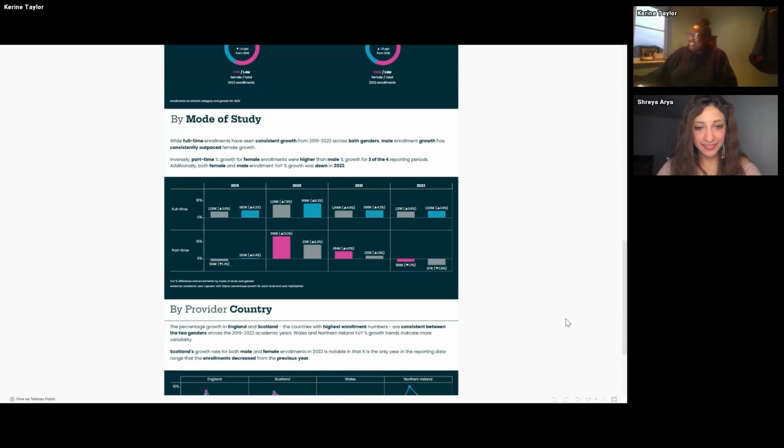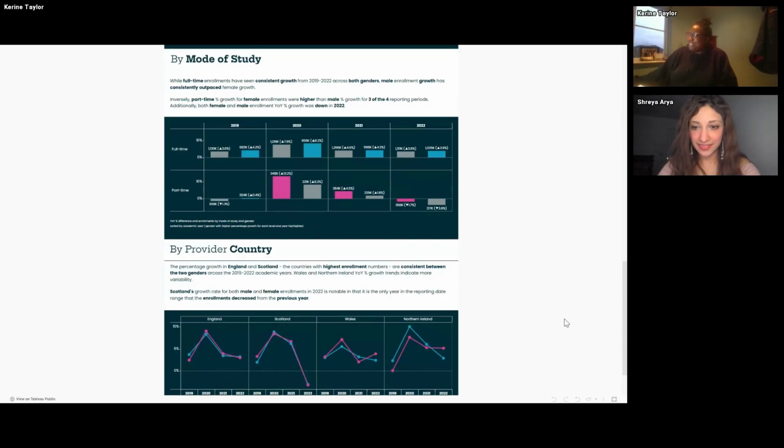And then looking at mode of study, we're now looking at a bar chart, which again is a more traditional way of showing that change. But here she's looking at the percentage change, I think. Yeah, percentage change year on year. So it really highlights where you're in growth and when you're in decline. What happened in 2020?